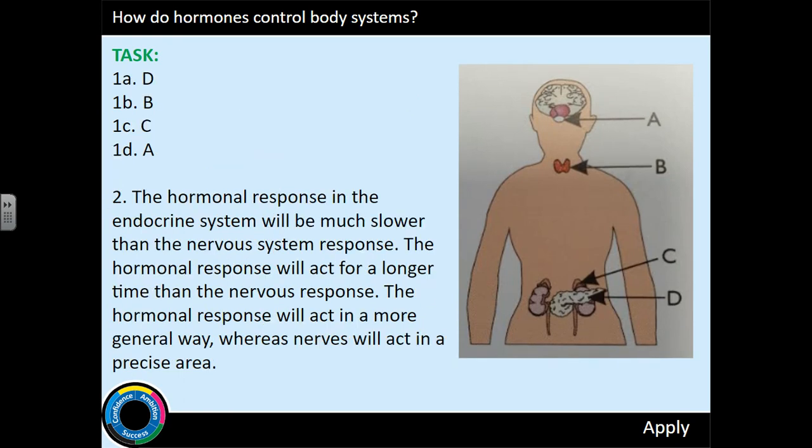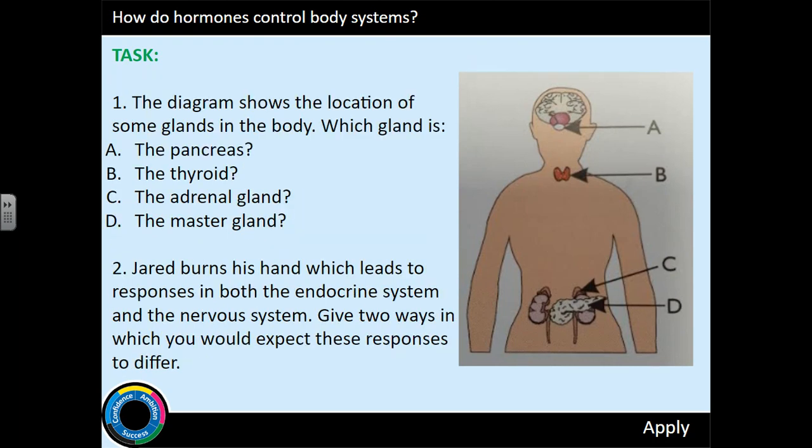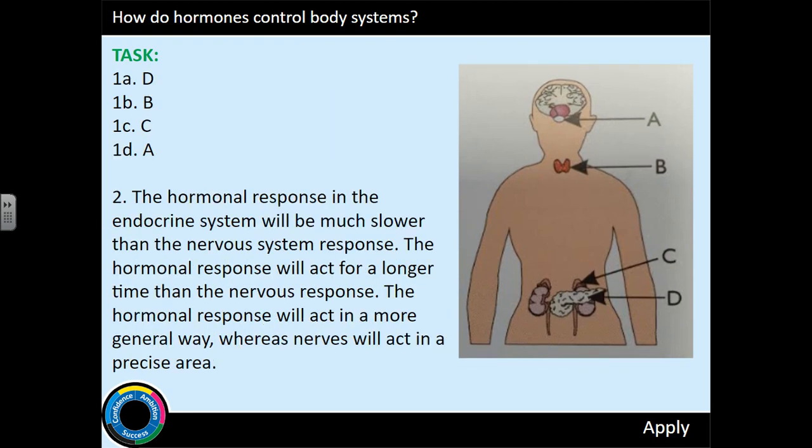Okay, welcome back. So the pancreas was D, down near the kidneys there. The thyroid is B, C is the adrenal gland, and A is the master gland up in your brain, also known as the pituitary gland.